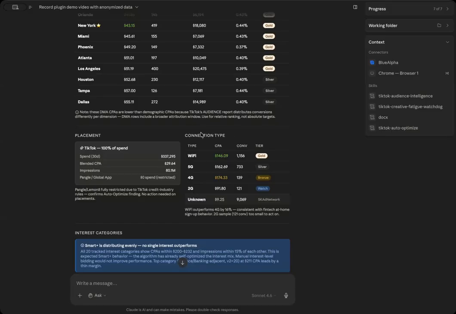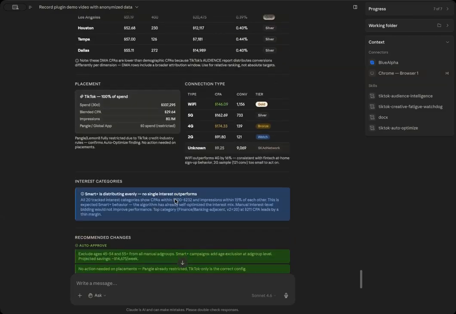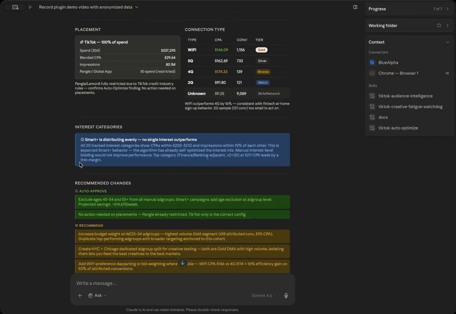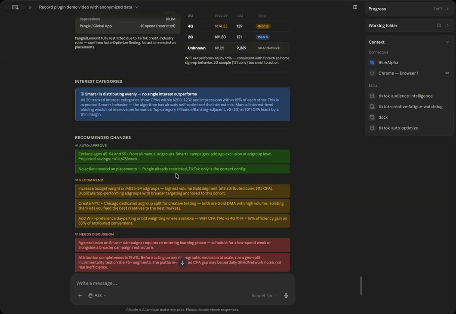And what connection type they sit in. In this specific case it's Wi-Fi versus 5G, 4G, 2G, and then also unknown. I think what's interesting here is there's a lot of unknowns, right? And that's why CPA is super low, and this is probably due to the missing MMP. Then interest categories: smart clusters distributing evenly, no single interest outperforms. Okay, that makes sense because it's just the bidding algorithm.